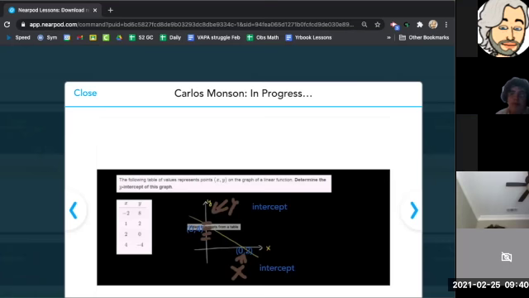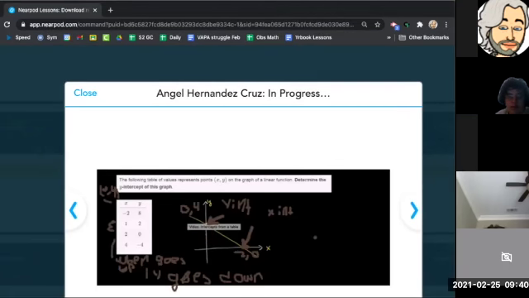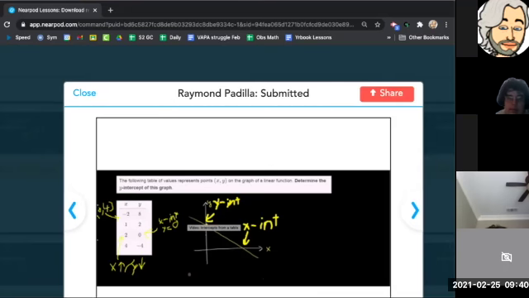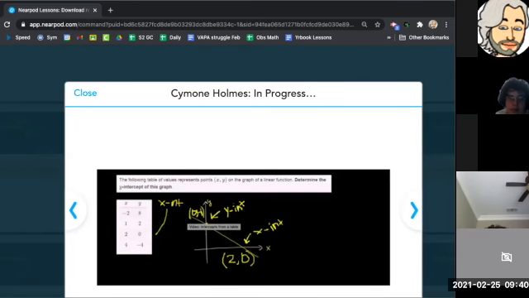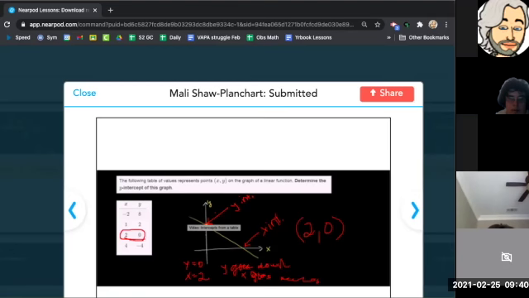Carlos Monson, 2 points for this one. Nice job. Got on it, got into the typing, made it neater. Way to go. Angel Hernandez Cruz, 2 points for today. Nice job on that. Mr. Padilla, excellent work getting his second point on the second round, adding to the graph, making it nicer. Simone has got it, looking for a point, and she's got it. She got moving, and I appreciate it.